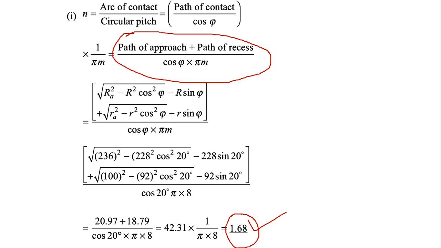Okay, anyone got the answer 1.68? Yes, sir. 1.6833. Okay.